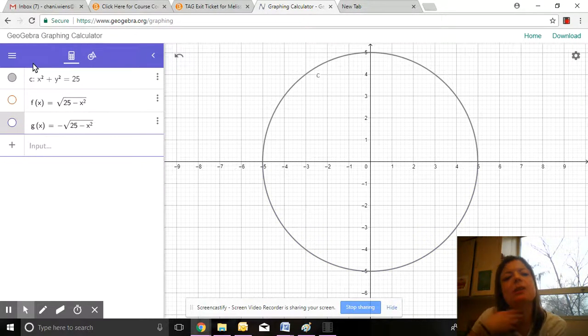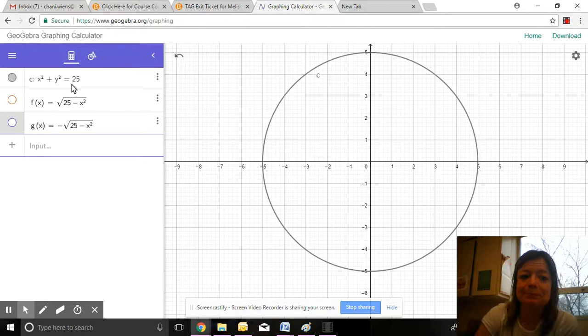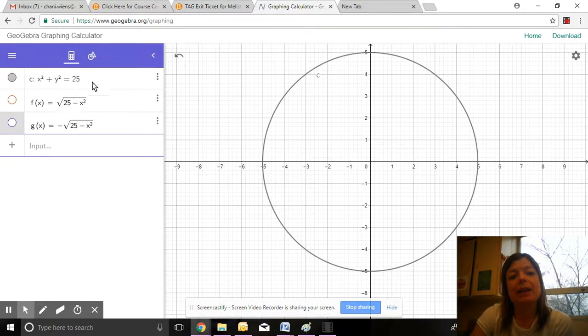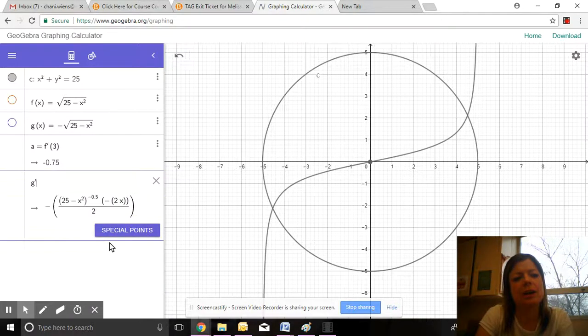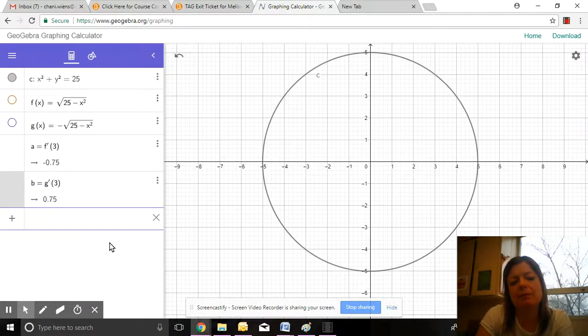But if we're looking to differentiate the entire circle, we don't want to have to do two separate derivatives, one for the top and one for the bottom. So how can we figure out the derivative, the rate of change of y with respect to x, by looking at the entire function? Well, let's think about it. If we let x equal 3, that would give us two different derivatives. You can see f prime at 3 would be negative 0.75, and g prime at 3 would be positive 0.75.